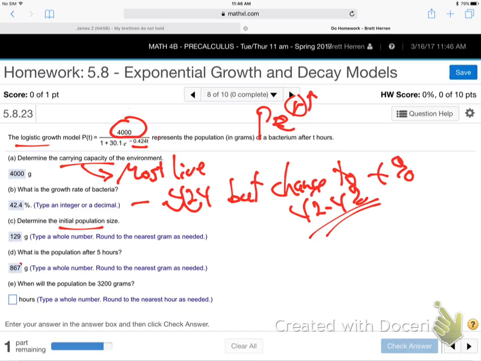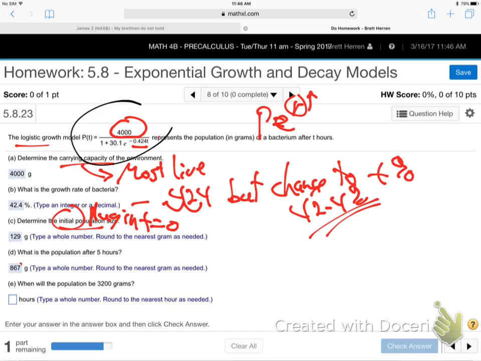Determine the initial population size. That's a question you're going to run into a lot as you move forward in math and science. Biology, chemistry, physics, everything. Initial. What are you supposed to do when they say initial? Plug in t equals 0. That means at the start. That's what it always means when they ask you about the initial for something.